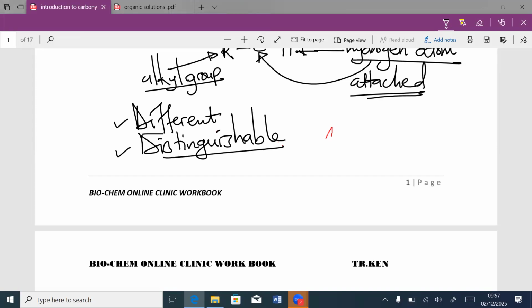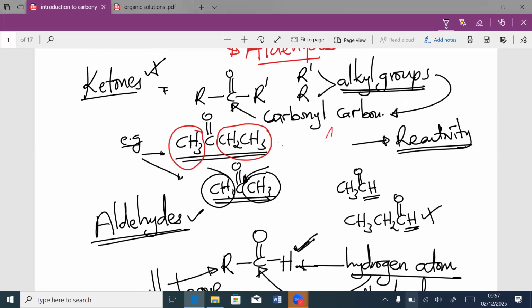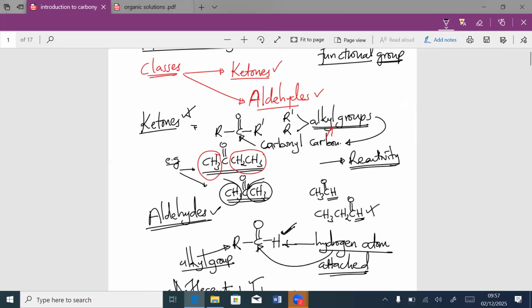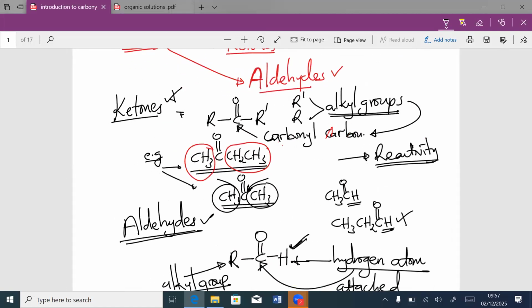Distinguishable. So we can be able to distinguish between aldehydes and ketones. For those of you who have begun studying organic analysis, the practical bit of it, most of the times you can also be told to conduct tests to distinguish between aldehydes and the ketones. And we are going to look at that by the end of our holiday. We shall have looked at that.